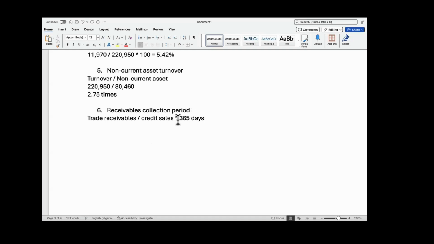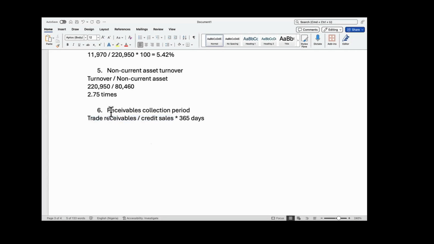And again, don't make the mistake of doing the reciprocal of this. A lot of students, looking at their scripts, the examiner noted that they were doing a reciprocal of this. They were doing credit sales over receivables. Find a way to not make that mistake in the exam, because you will still find this in your exam.